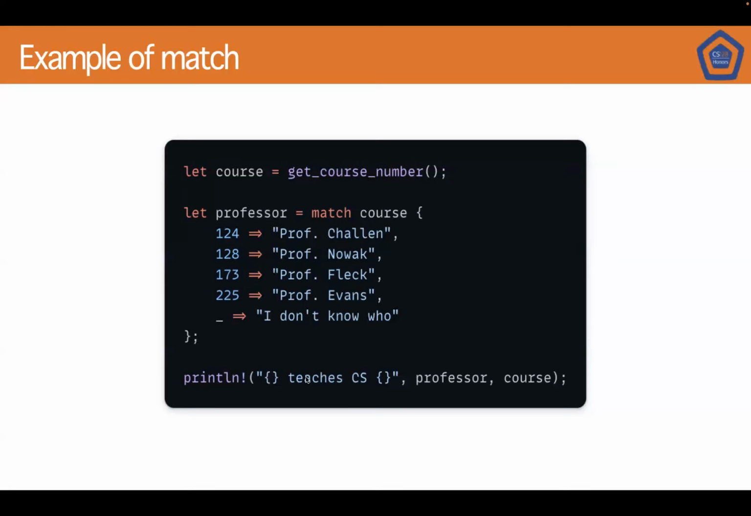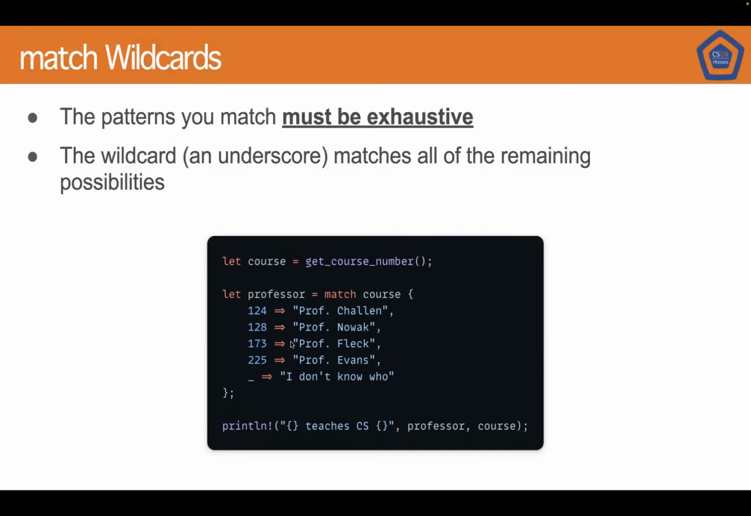You might notice that one of these arms or patterns is not quite like the others. In the last arm, there's an underscore instead of an integer for the pattern. This is known as the catch-all pattern or the wildcard. Match statements in Rust must be exhaustive, which means that the match statement must exhaust every last possibility in order for the code to be valid.